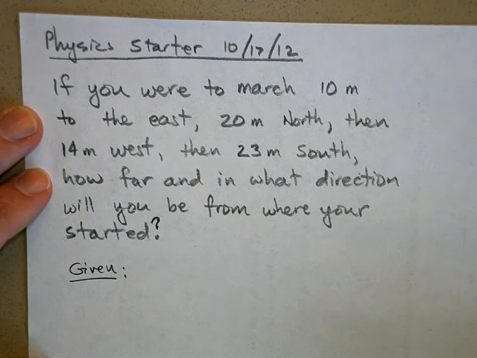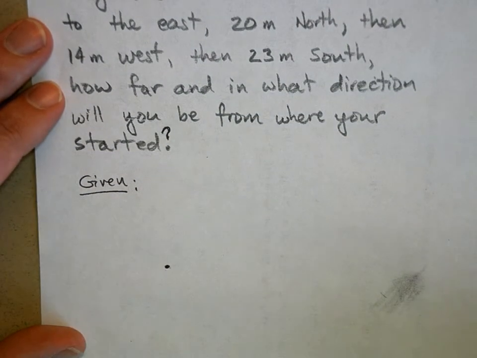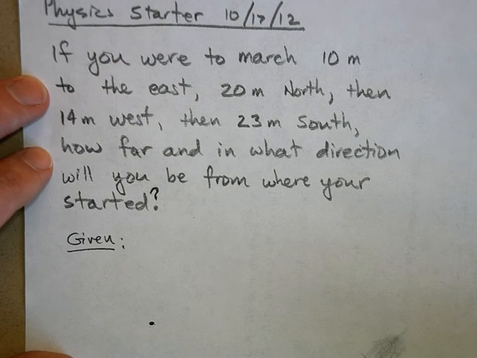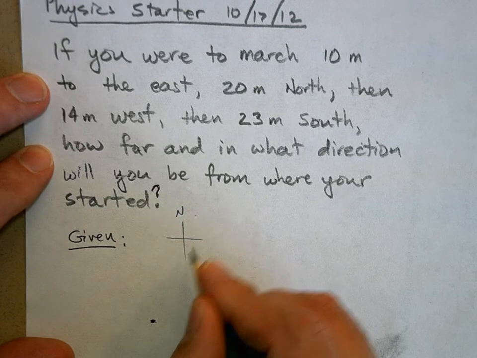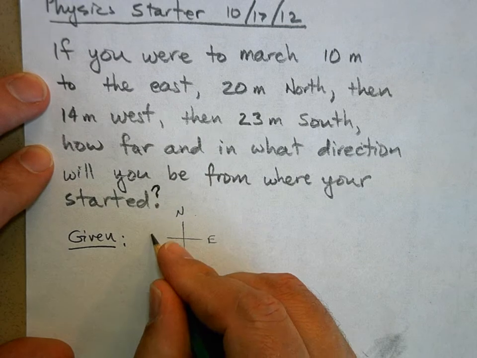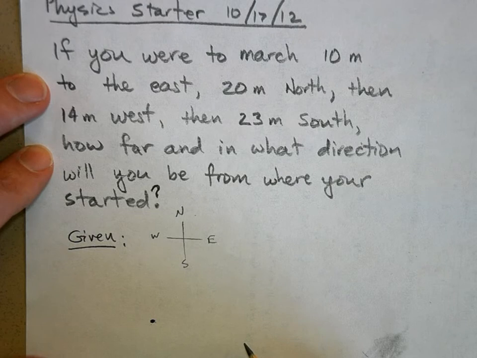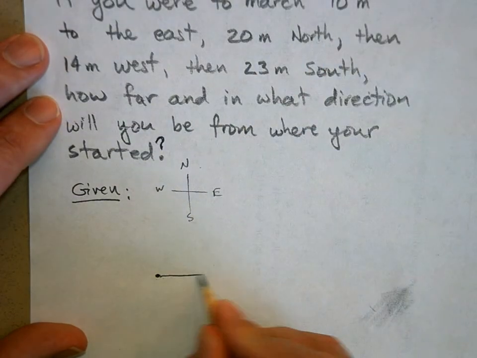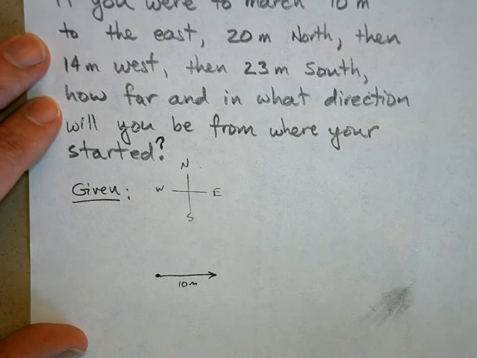All right, so I'll just start right here. And it's good to draw a little picture of these things. It says, all right, 10 meters to the east. Now, remember that north, south, east, west. So to the east is like the positive x direction. So we're going to go 10 meters to the east. I just say, okay, that's 10 meters. I've just decided that that length is 10 meters.